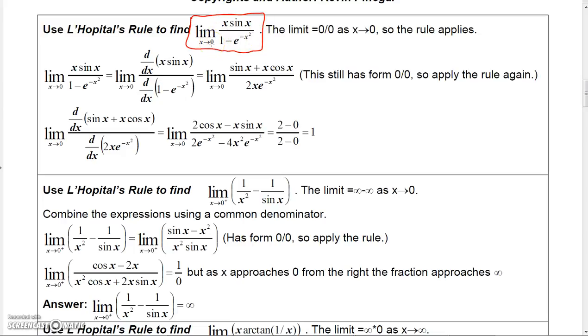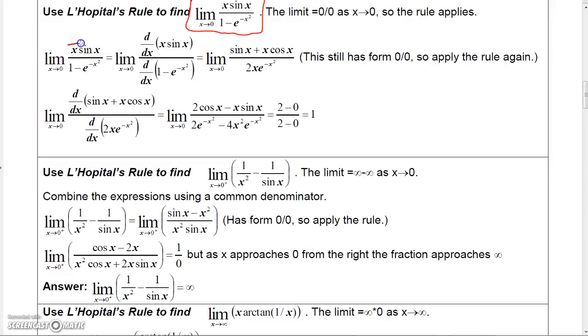So if we let x go to 0 here, the top's going to be 0 times sine of 0, which is 0, and the bottom's going to be 1 minus e to the 0, which is 1 minus 1, which is 0. So the rule would apply. So you can use the product rule here, and I'll leave you to do that on scratch paper, but I got sine x plus x cosine x, and then again, just trust me that the derivative of this function is 2x e to the negative x squared.